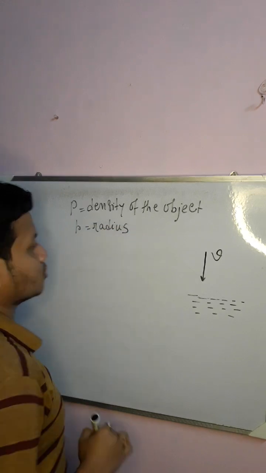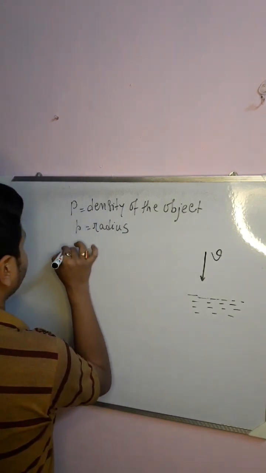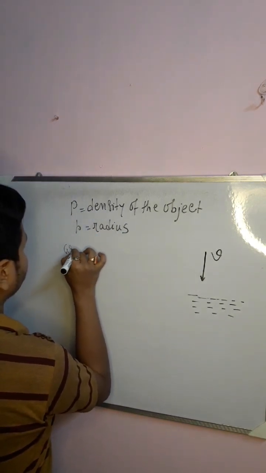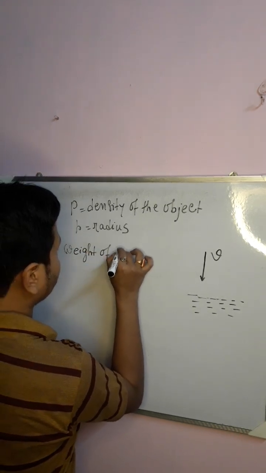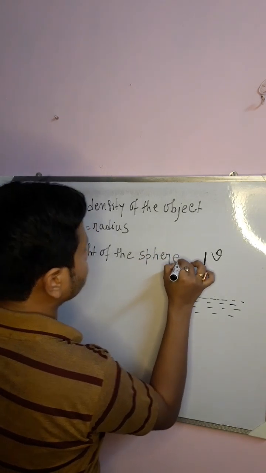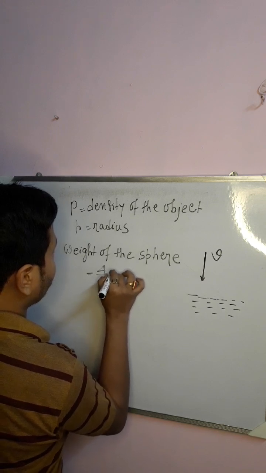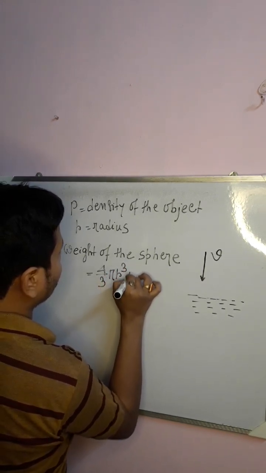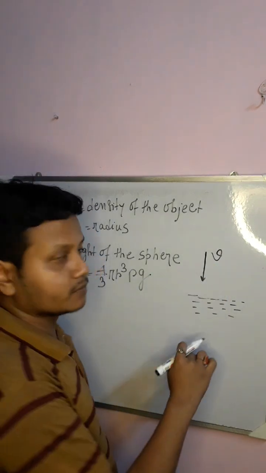what should be the own weight of the sphere? Weight of the sphere is simply 4/3 pi r cube rho g. So this is the weight of the sphere.